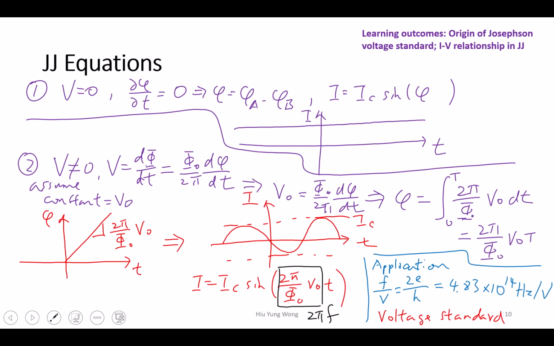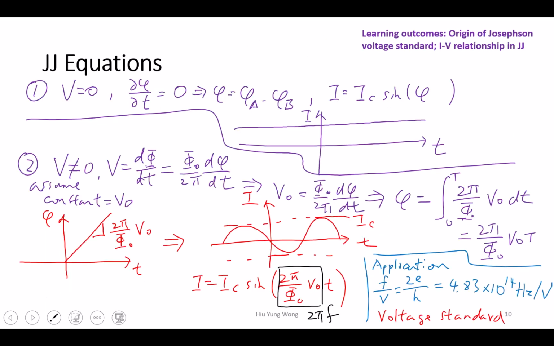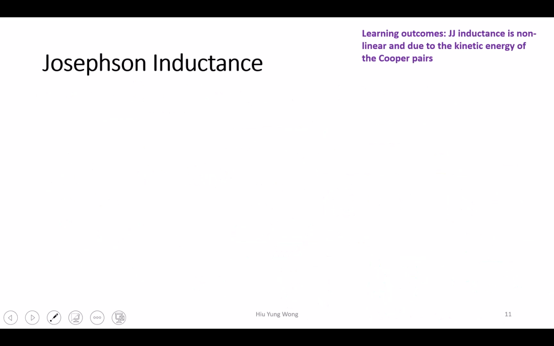And 1 over phi naught is 2e over h, and that's why I have 2e over h. Basically, it's just saying that for 1 volt, what the oscillation will be. If I apply 2 volts, the whole thing will be times 2. Okay? Good. Any questions? If no, we will keep going.